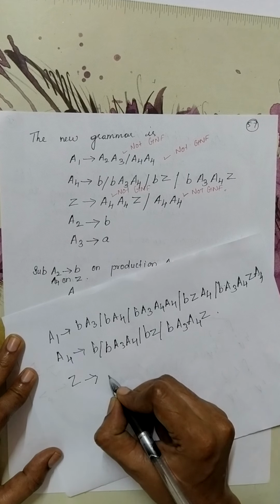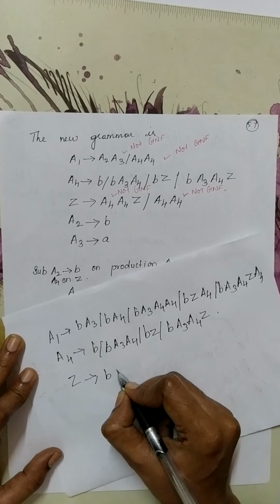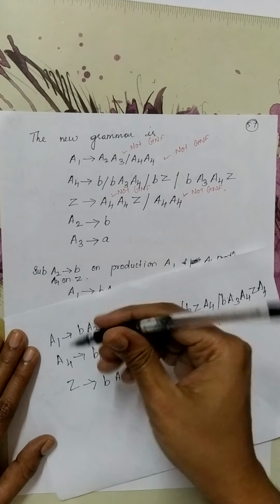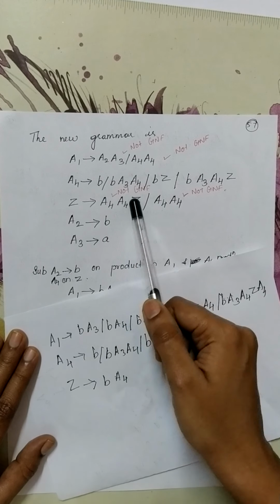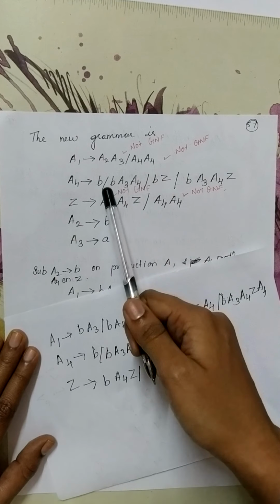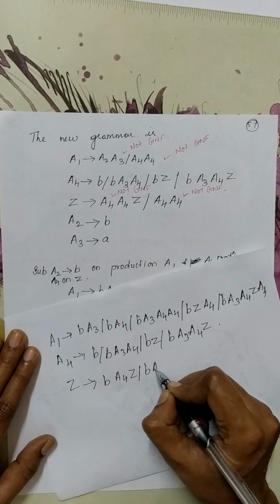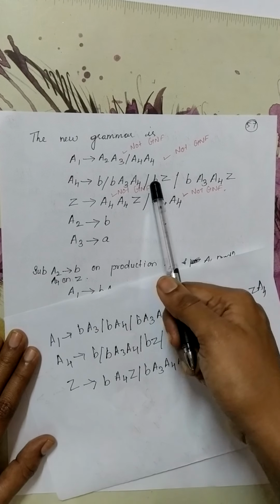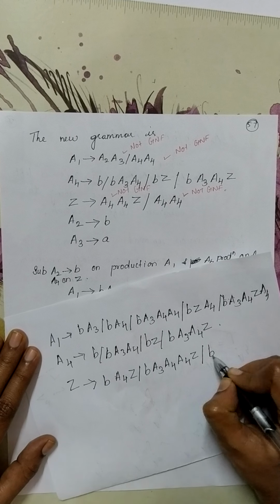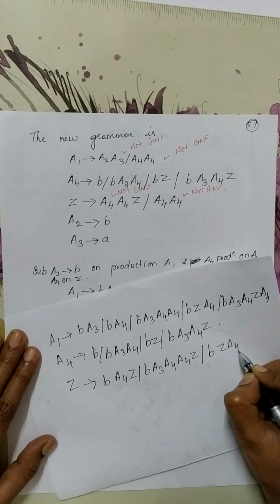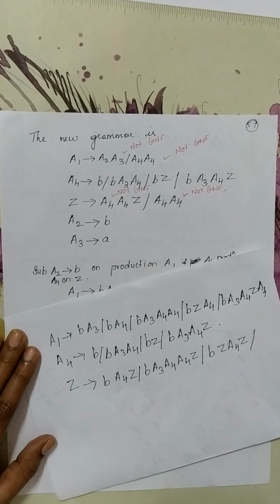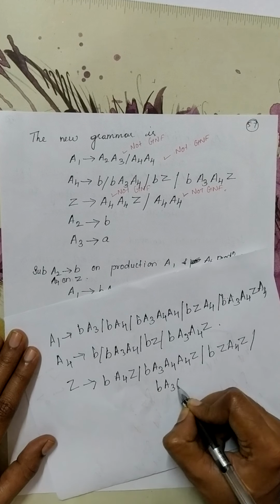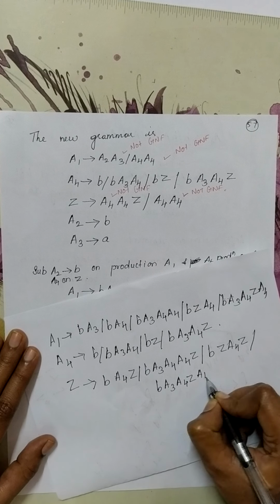That is B, A4 Z, B A4 Z, or B A3 A4, B A3 A4 A4 Z, or then B Z A4 Z, or then B A3 A4 Z A4 Z.